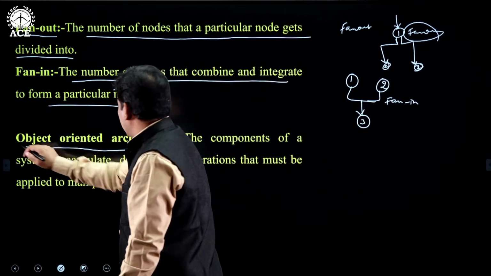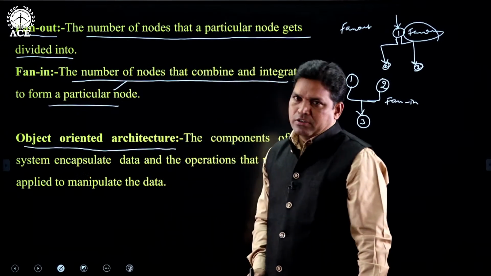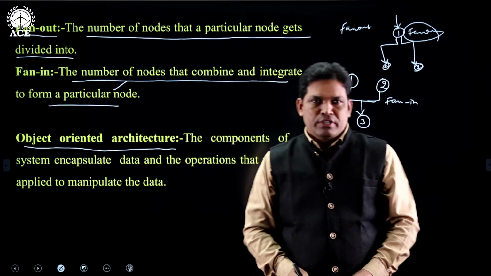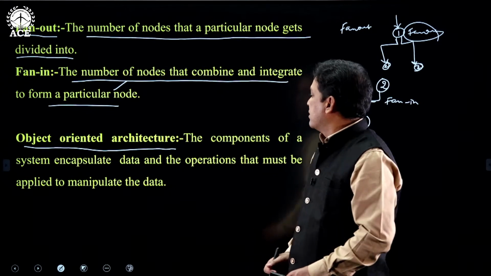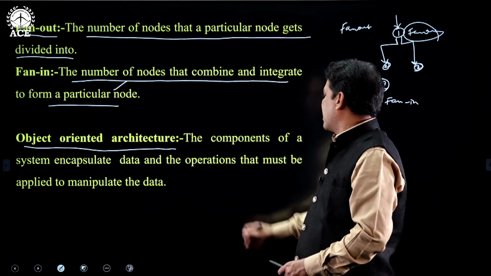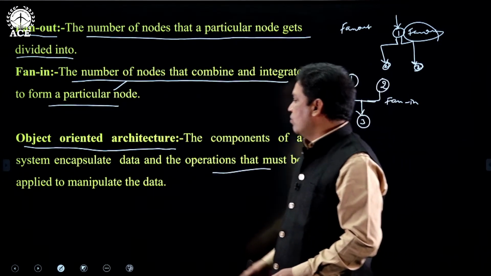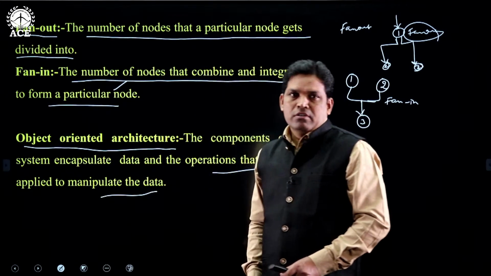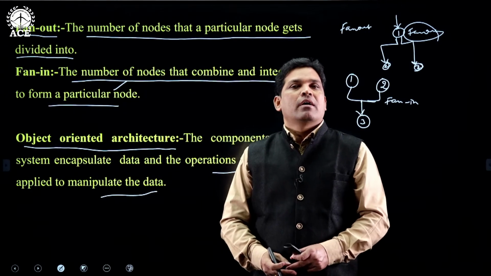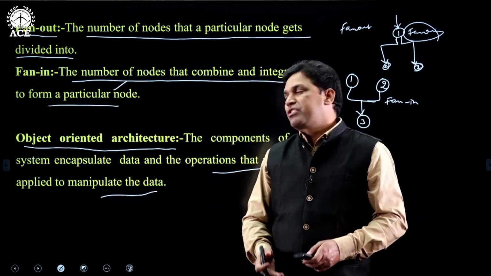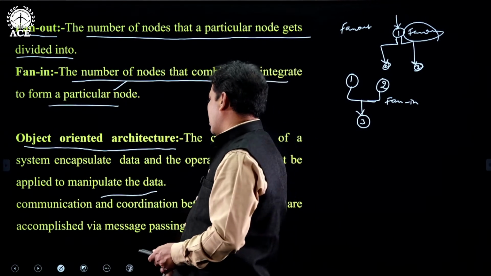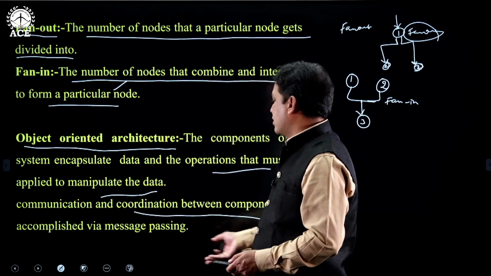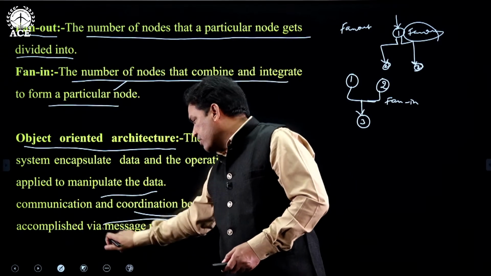Object-oriented architecture. The components of a system encompass data and the operations that must be applied to manipulate the data. So object-oriented architecture consists of objects and classes, right? Communication and coordination between components are accomplished via message passing.